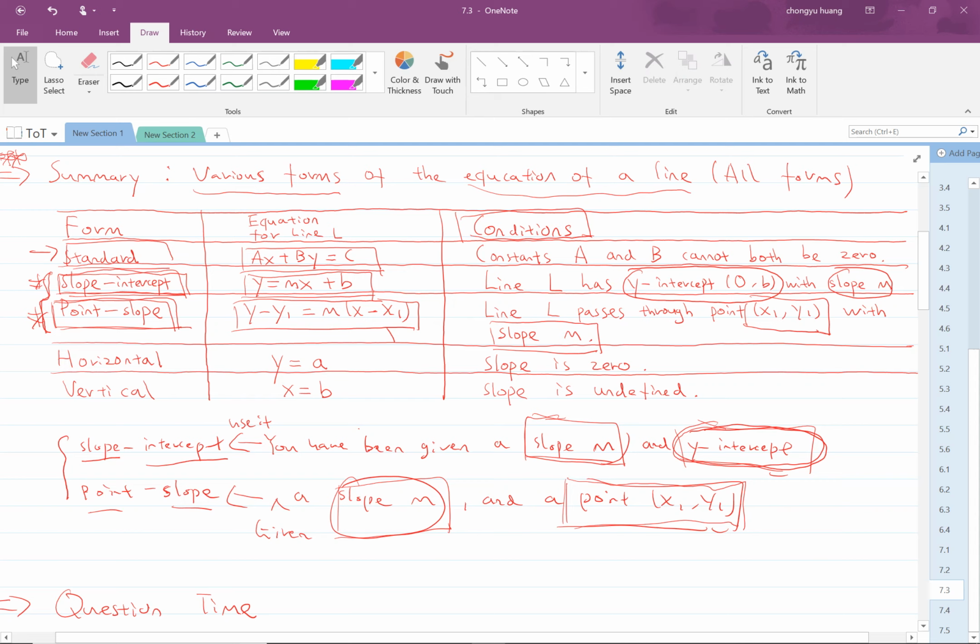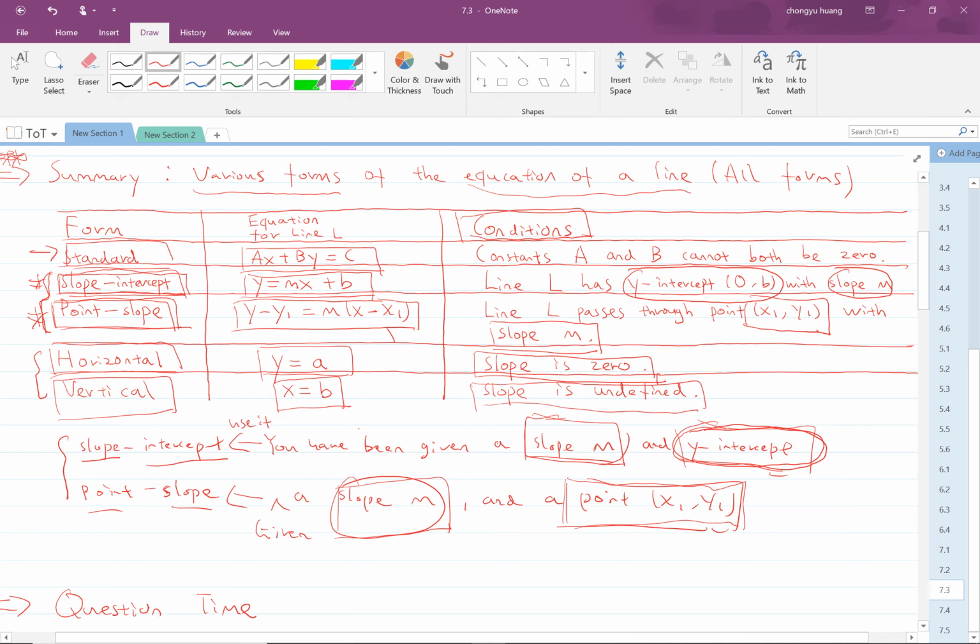Okay, the last two forms I'm going to talk about are the horizontal and the vertical. The horizontal is y equals a, and the condition is the slope is equal to 0. For the vertical form, the equation is x equals b, and the condition is the slope is undefined.